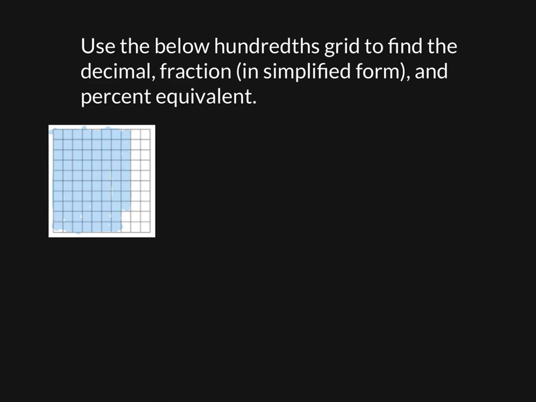All right, so what I need to do now is rewrite this as a decimal, fraction, and percent. Now, one thing I can immediately say is that is 78 out of 100. So that is easy to write in 2 different ways. First off, as a decimal, that's 0.78. And because it's out of 100, I can write that as 78%.